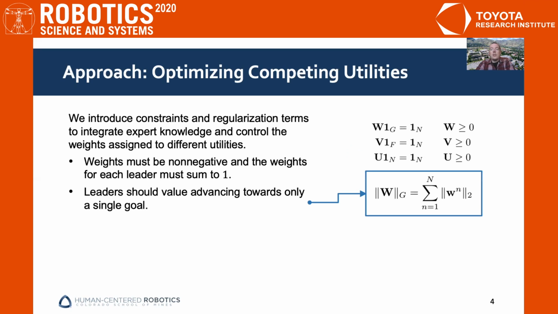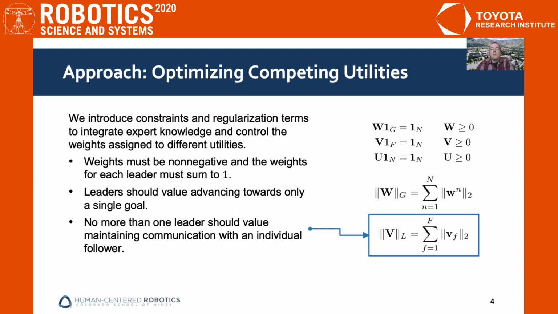Next, we want to encourage leaders to make progress towards only a single goal at a time. If a leader splits their attention among multiple goals, then progress towards any single goal will be slower. We introduce a norm that applies the L2 norm on each row of W. With our introduced constraints, maximizing this value results in limiting weights to only a single goal for each leader.